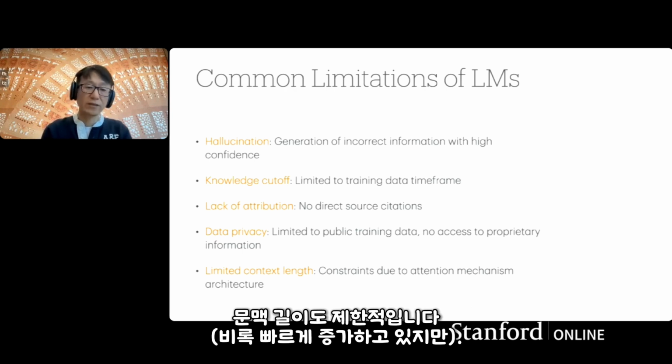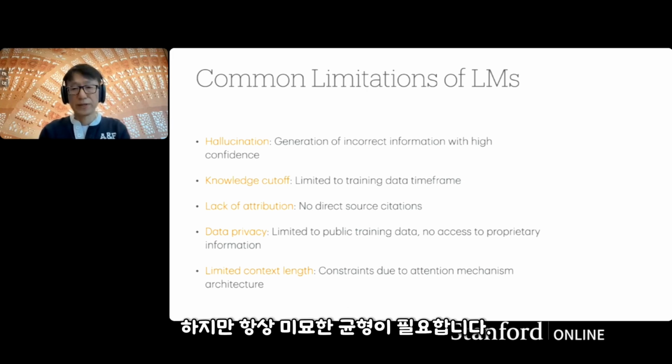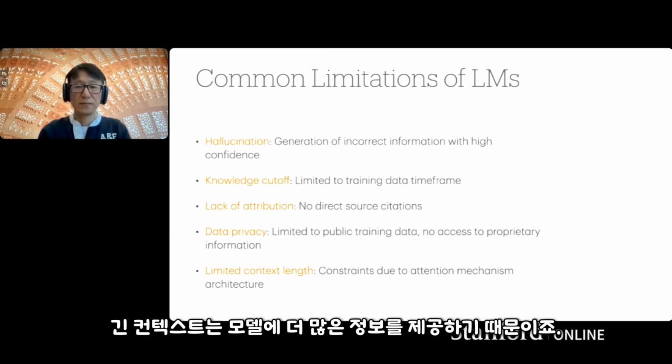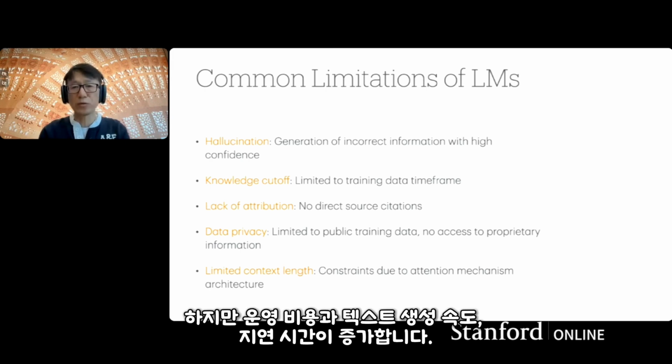And limited context length, although it's rapidly increasing. However, it's a fine balance, because providing longer context will give more context information to the model. However, it comes with operational cost as well as speed, the latency in text generation.